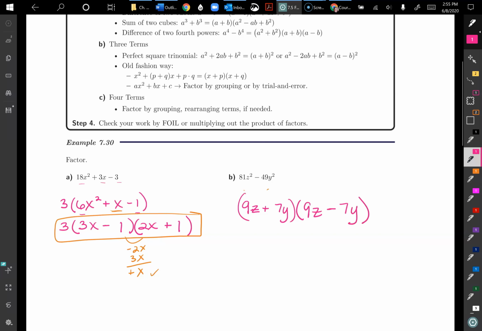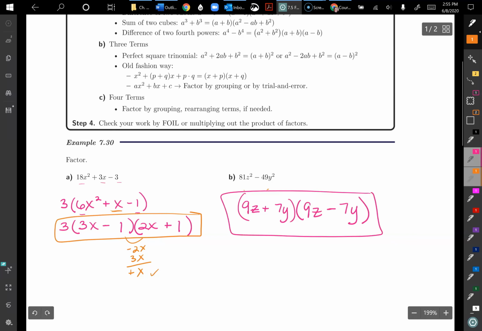And again, mark your answer clearly, but also check. So I have a 63yz in the middle and a negative 63yz. That gives me the 0. And then just check your ends. 9z times 9z is 81z squared. And negative 7y times positive 7y would give me my minus 49y squared.